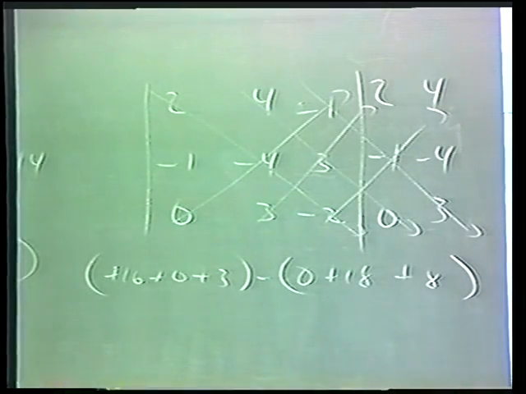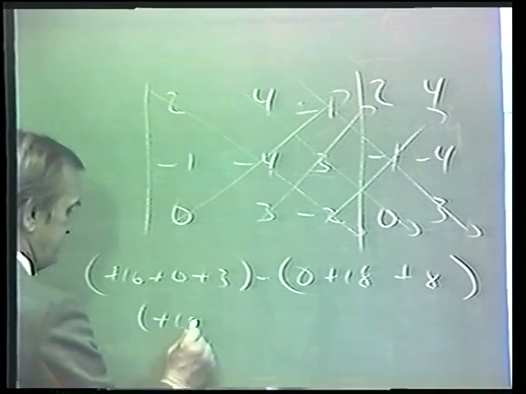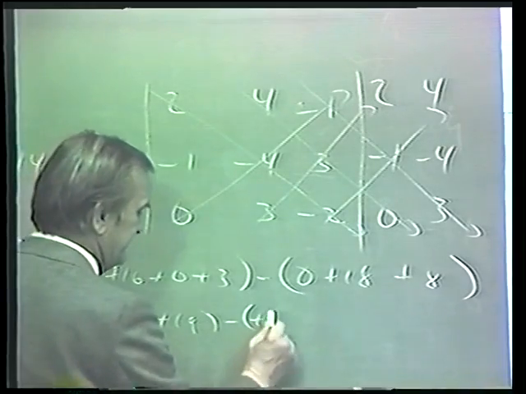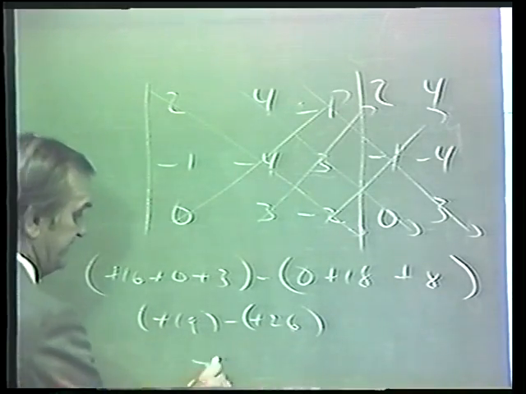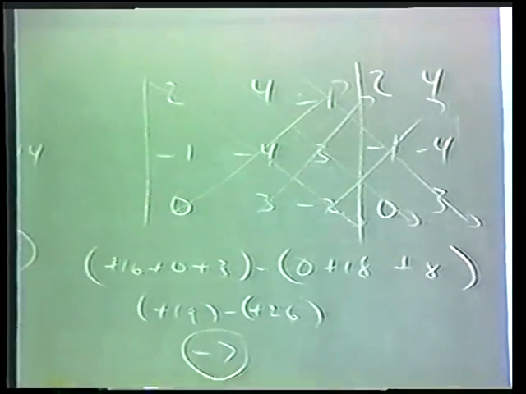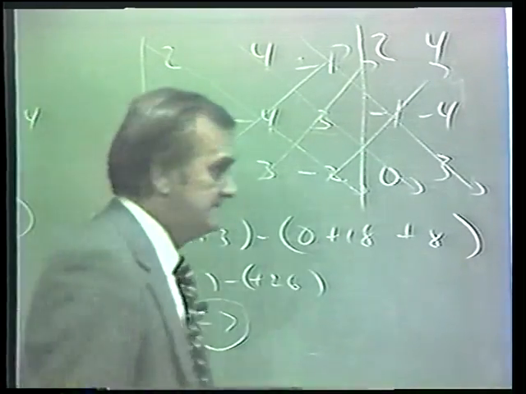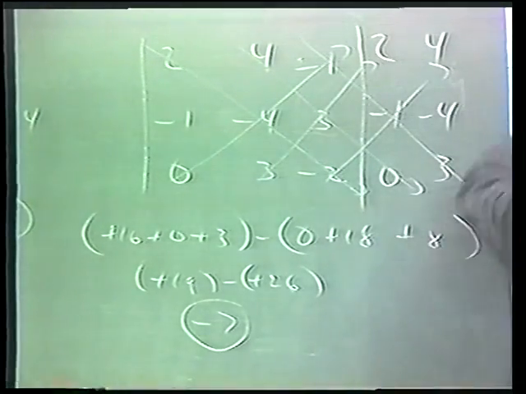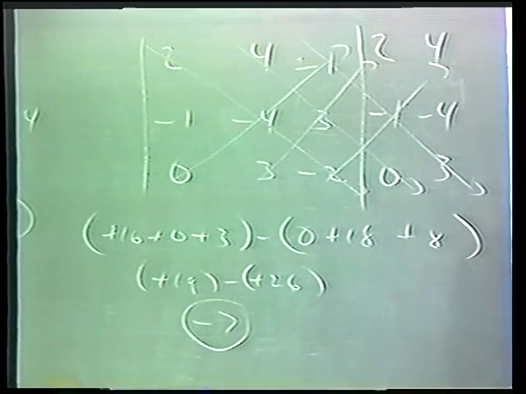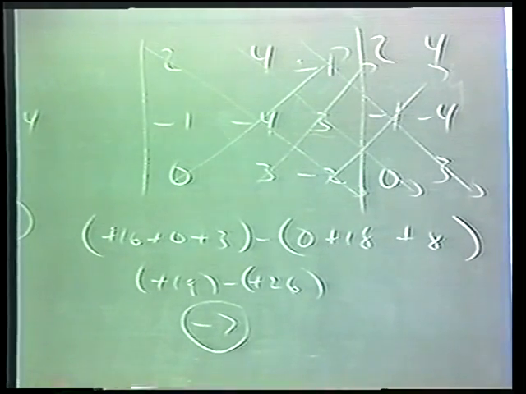Now it's all arithmetic. We have a positive 19 minus, here we have a positive 26. Our answer is negative 7. Okay? So evaluating a second order and third order determinant, all arithmetic.